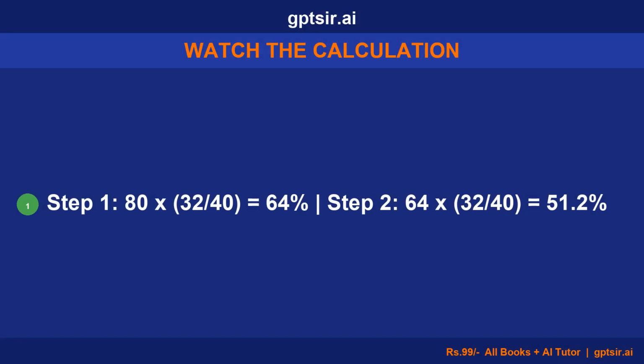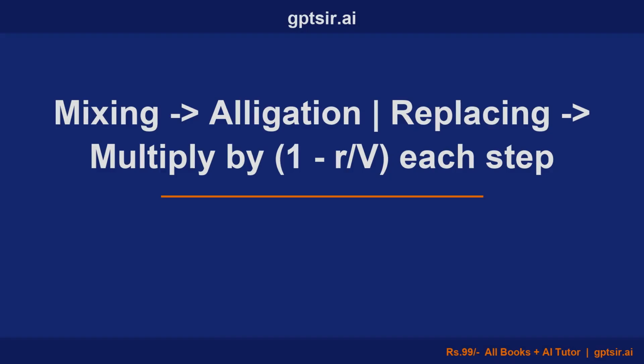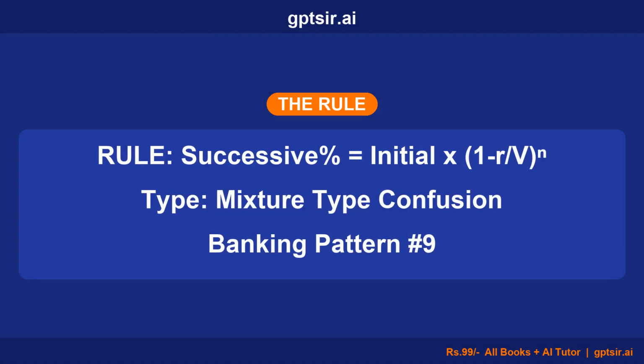After step 1, 80 times 32 over 40, 64%. After step 2, 64 times 32 over 40, 51.2%. Alligation is for mixing known concentrations. Replacement uses the successive dilution formula each step. Rule: successive percent equals initial percent times 1 minus R over V raised to N, where R is removed, V is volume, N is steps.